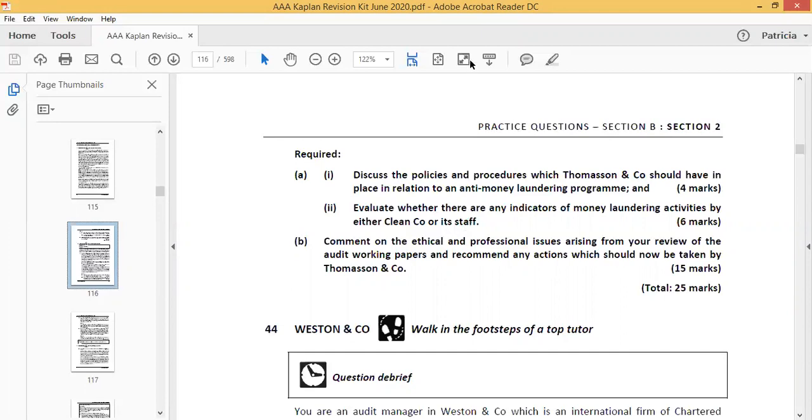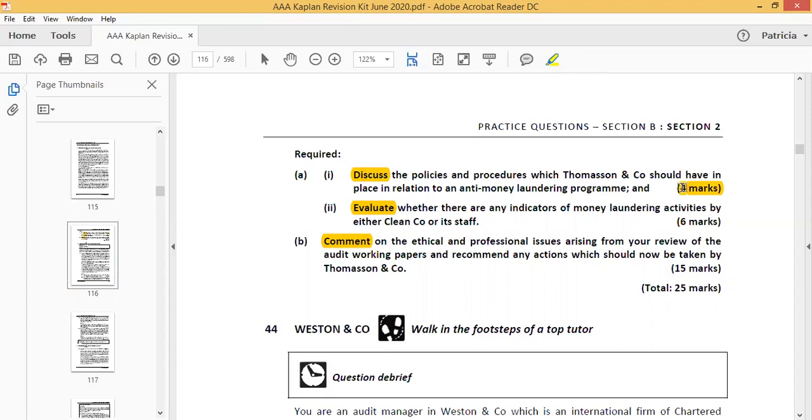So here, what we should note clearly are the verbs that have been used for the question. In this part, they've talked about discuss. This part also, they've talked about evaluate. And this one is about comment. So this clearly should guide you on what you should be doing, especially on the mark allocation.